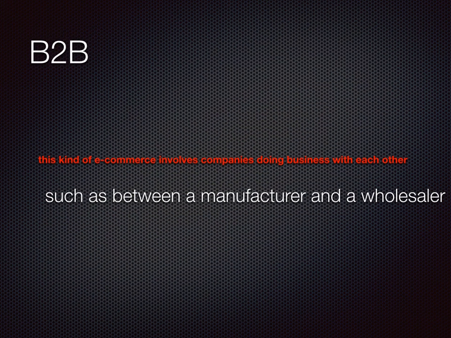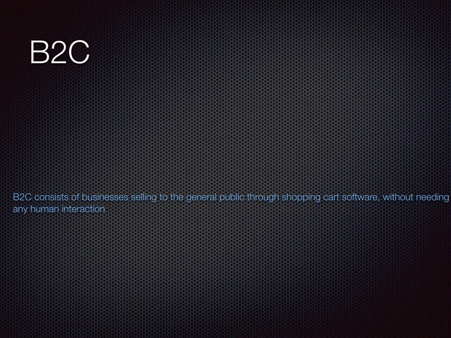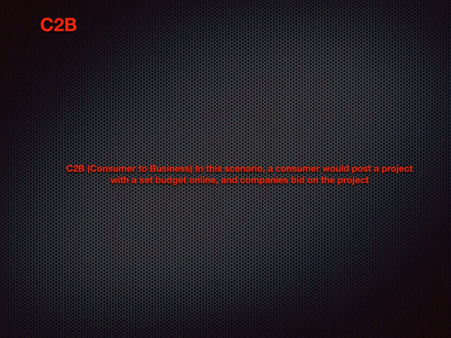B2B. This kind of e-commerce involves companies doing business with each other, such as between a manufacturer and a wholesaler. B2C. B2C consists of businesses selling to the general public through shopping cart software without need of any human interaction. C2B, which is consumer to business. In this scenario, a consumer would post a project with a set budget online and companies bid on that particular project.